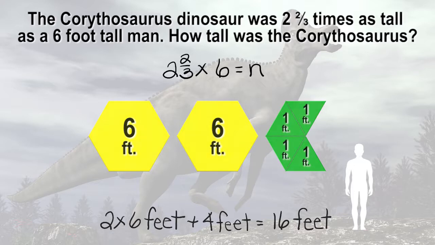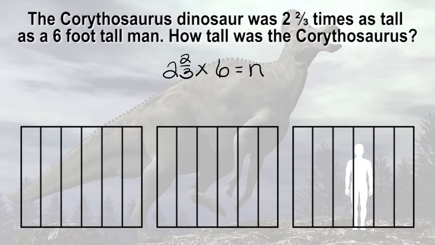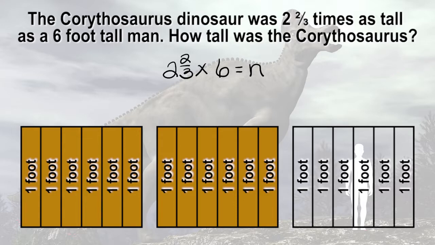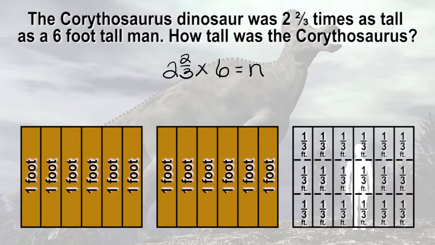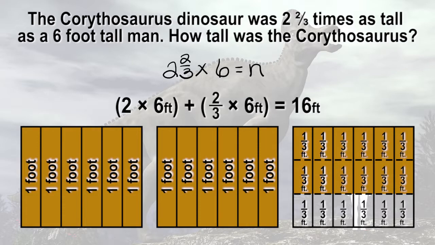Another way to model this problem would be to draw 3 rectangles and partition each rectangle into 6 sections. Each section in the rectangle represents 1 foot. In the last rectangle, each of the 1-foot sections is divided into thirds. 2/3 of each of the sections are shaded. The first 2 rectangles represent 2 times 6 feet equals 12 feet. When the shaded 1/3 sections are added together in the last rectangle, it would equal 4 feet. This equation could be written 2 times 6 plus 2/3 times 6 equals 16.